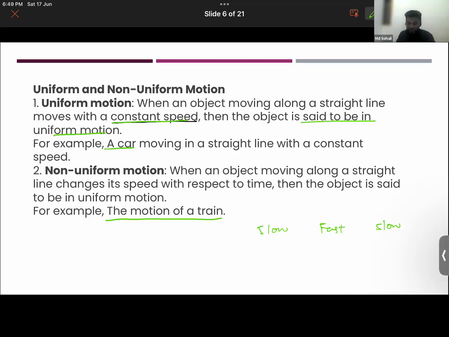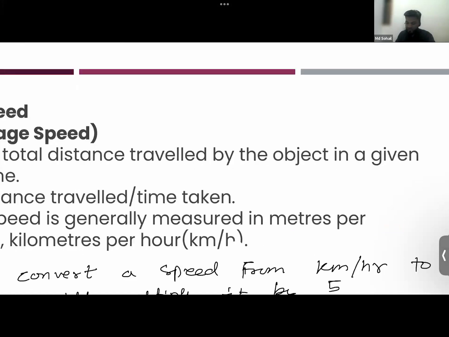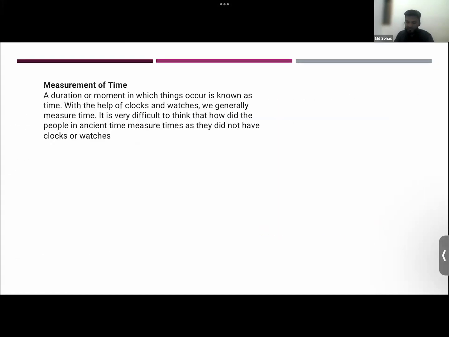Now, before we move on, let's quickly solve a few questions related to time, speed, and distance. Read this first, then we will solve a few questions. Measurement of time. A duration or moment in which things occur is known as time. With the help of clocks and watches, we generally measure time. It is very difficult to think how people in ancient times measured time as they did not have clocks or watches.